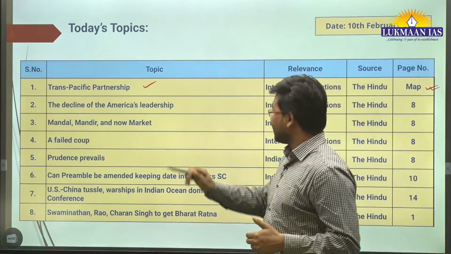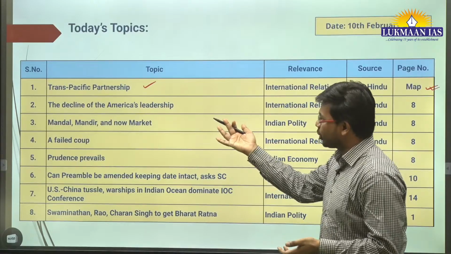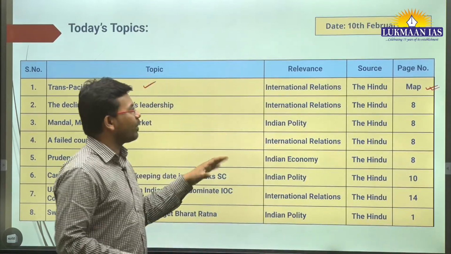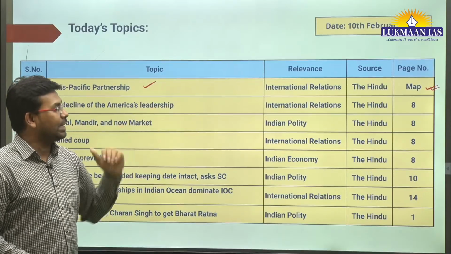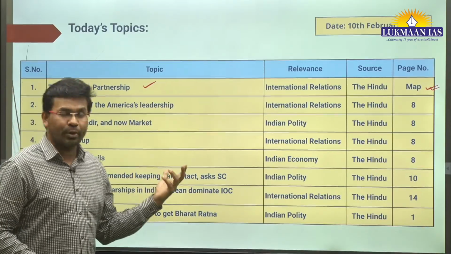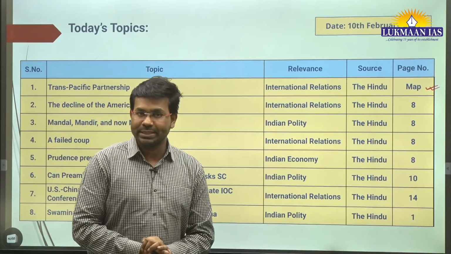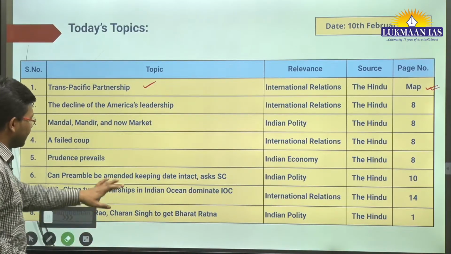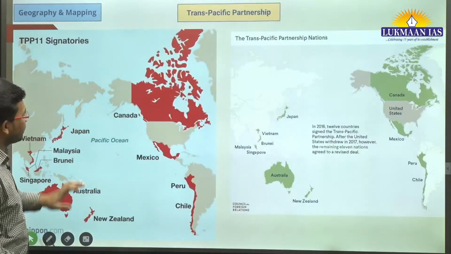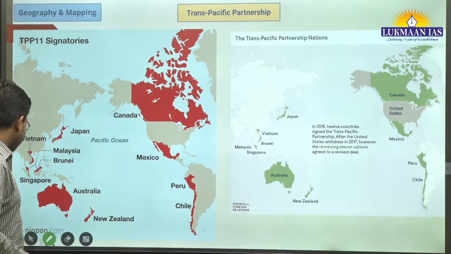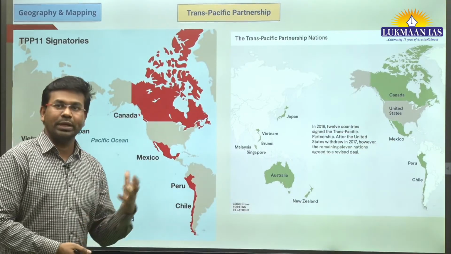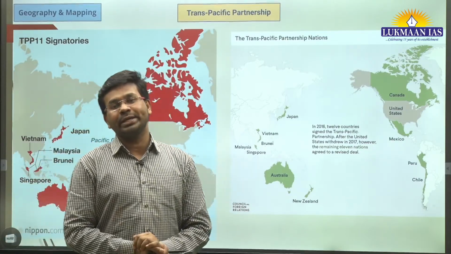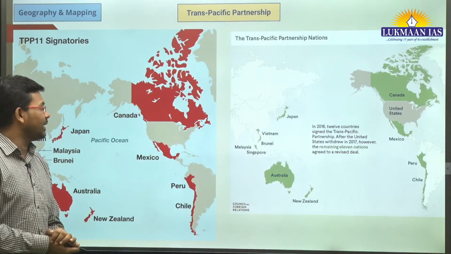Apart from this, the articles that we are going to cover are mentioned over here. Most of the articles in today's newspaper are from international relations and Indian polity, and there is an article from Indian economy section as well. So we are going to discuss all these articles one by one. Let us now quickly move to the first article. We are going to discuss this particular topic. This is a mapping related topic. It was covered in one of the editorial topics, so that's why we thought of covering this as part of the mapping related topic.